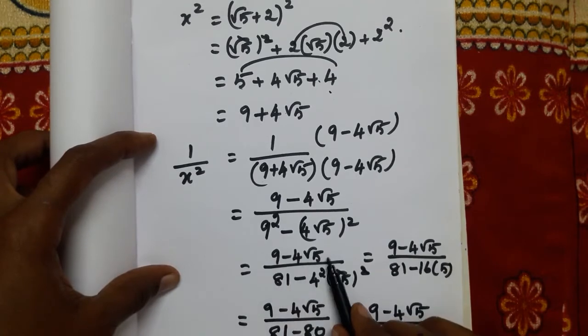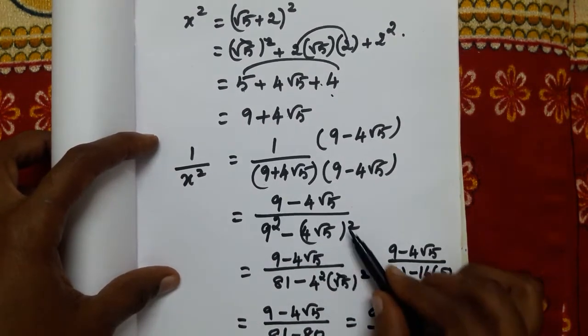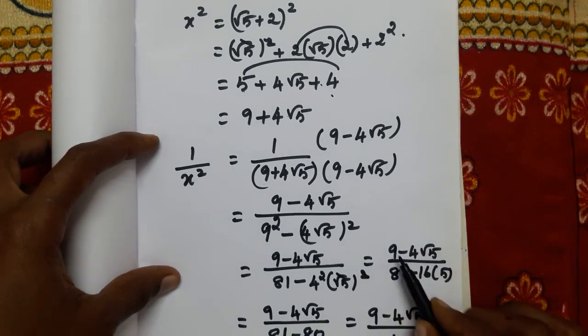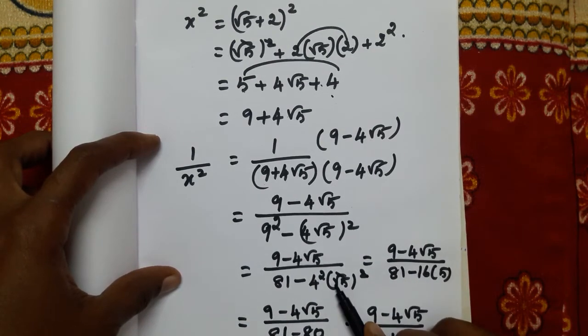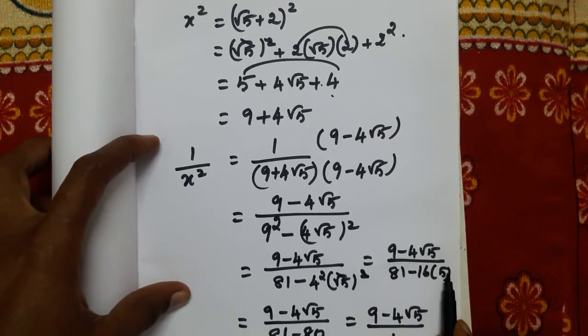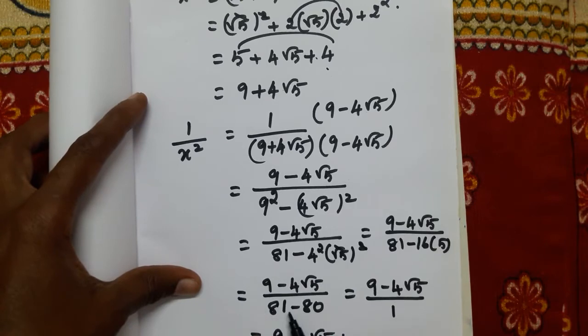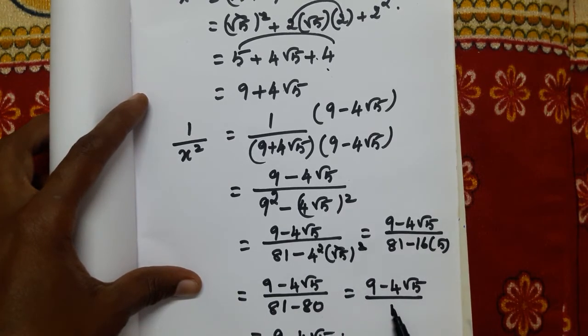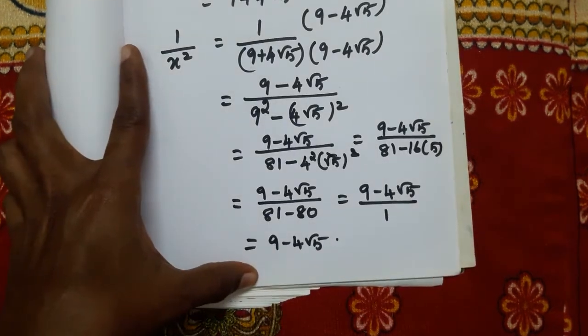It's equal to 9 minus 4 root 5 by 9 square minus 4 square into root 5 the whole square. 9 square is 81. This one, 4 square is 16 into 5, since root 5 the whole square is 5. It's equal to 9 minus 4 root 5 by 81 minus 80, which is 9 minus 4 root 5 by 1, equal to 9 minus 4 root 5.